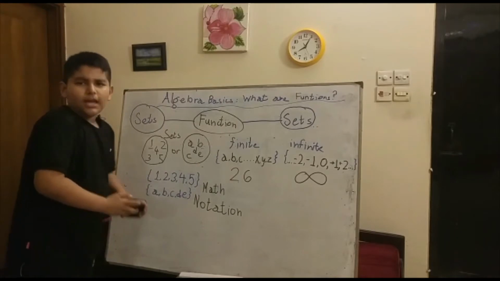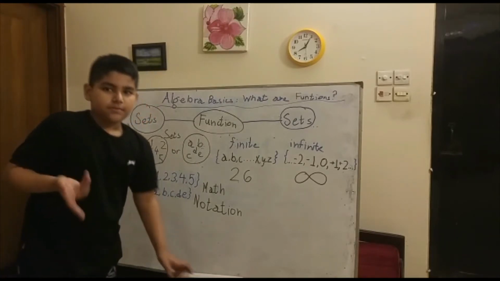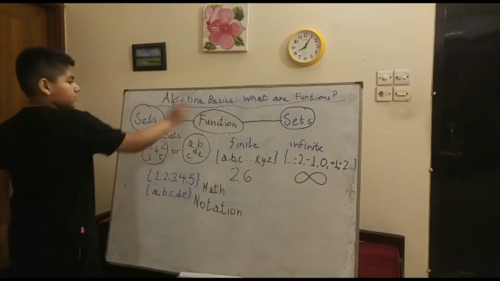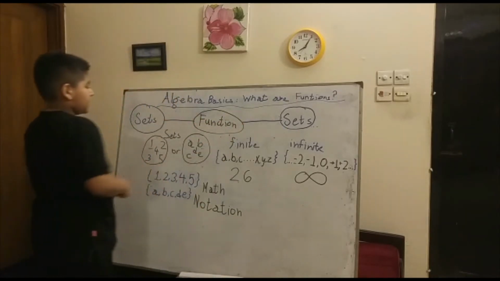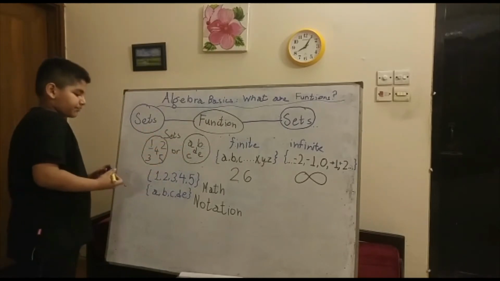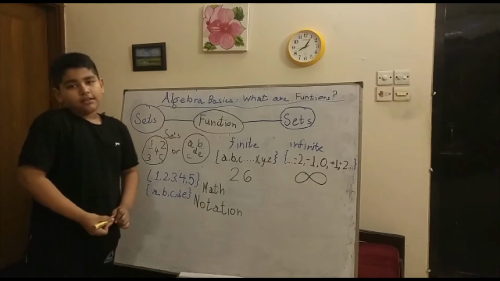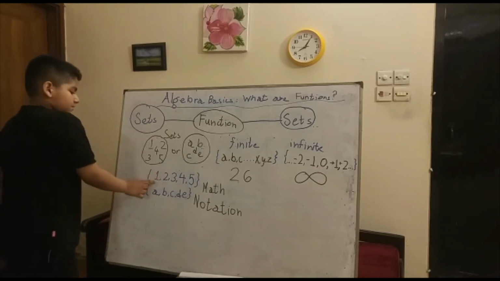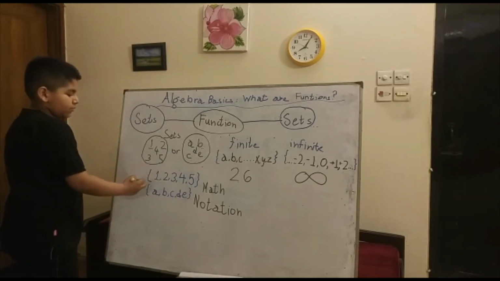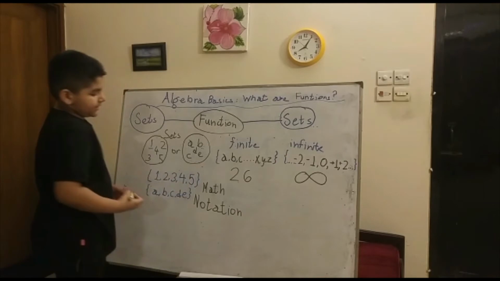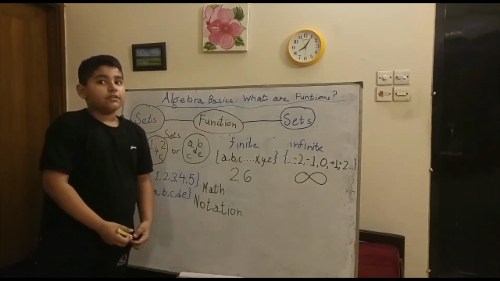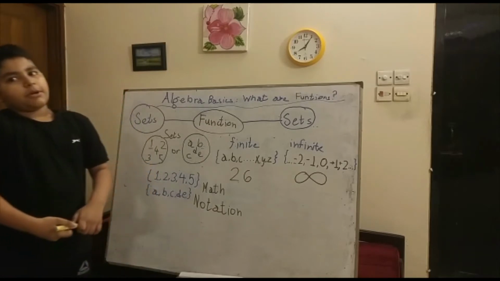But in algebra or math specifically, a function is relating to sets. A set can be full of numbers or variables. In math notation, we write them like this: place them in order and put them in these swirly bracket type things, you know? A set can have a finite amount of stuff or an infinite amount of stuff.